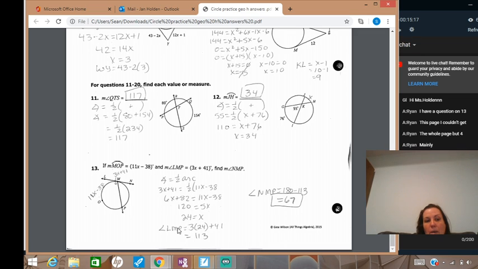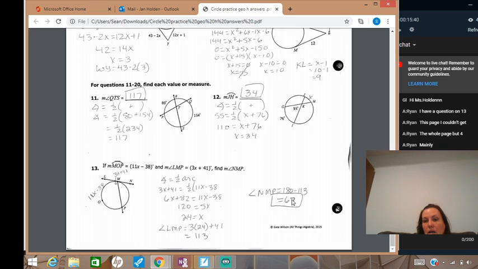I divide by 5 and x is 24. At that point, I go back and substitute it in to find angle LMP. So 3 times 24 plus 41. So this angle right here is 113. The question though wanted angle NMP, which is out here, and together those form a line. So all I did to find angle NMP is 180 minus 113.